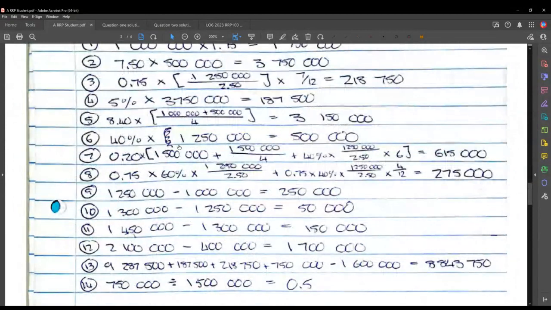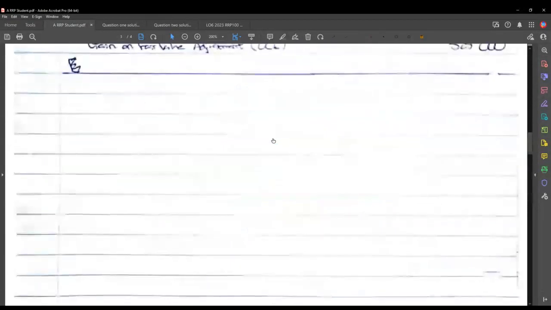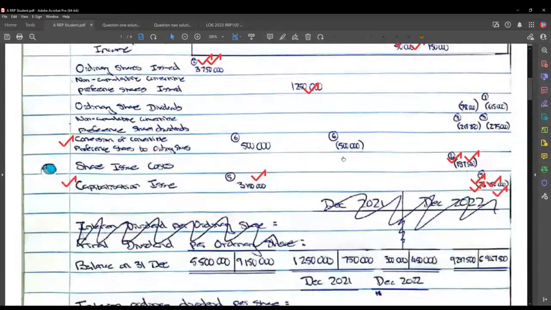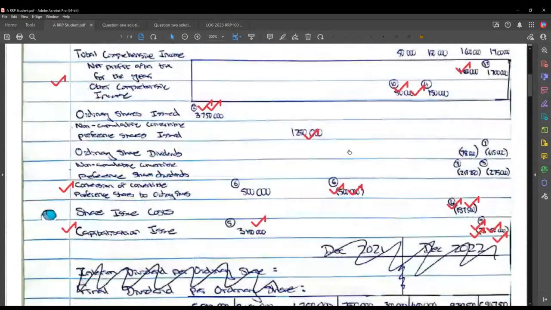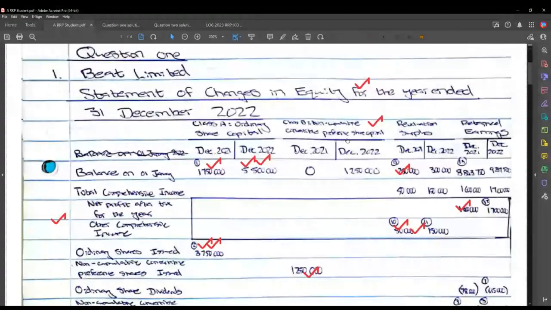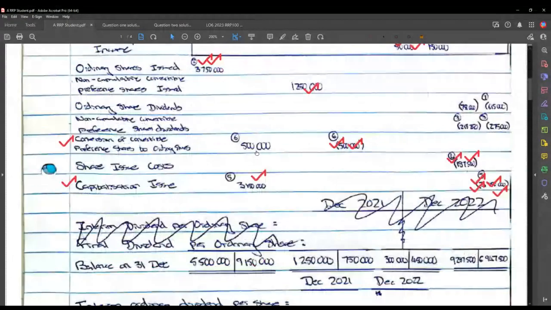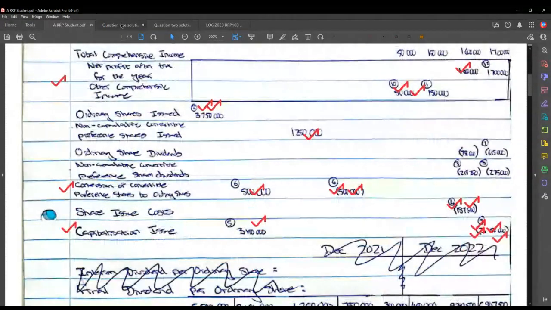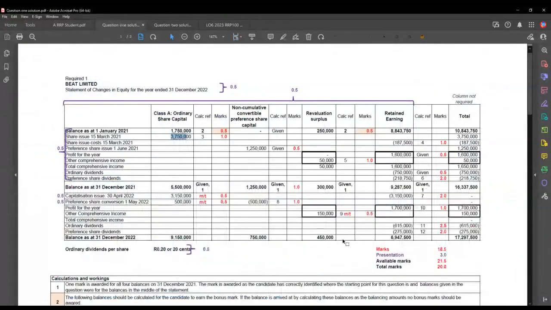You'll see here the student has just applied 40% to the rand amount of the capital, which is correct, right? So there we can give them 1 mark for deducting it from the correct column. So it's a 2022 column in the preference shares, and we give them half a mark for correctly adding it then to your capital.